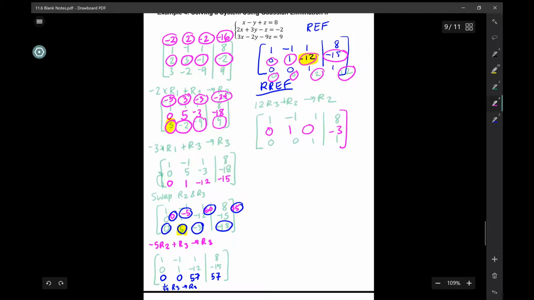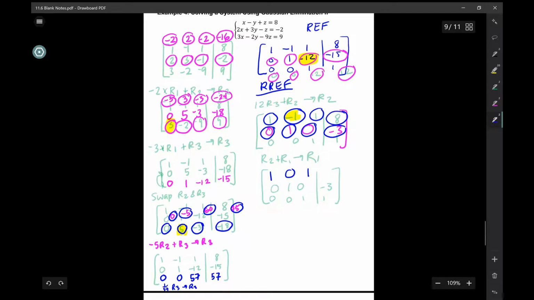All right, we are almost there. We just have a couple more things to get rid of. We need to get rid of this negative 1 right here next. And the way we can do that is just by adding row 2 to row 1 and replacing row 1. Row 2 plus row 1 replaces row 1. No scalars this time. So row 3 stays the same. Row 2 stays the same. Those guys are where we want them to be in reduced row echelon form. So we're just working on row 1. 0 plus 1 is 1. 1 plus negative 1 is 0. 0 plus 1 is 1. Negative 3 plus 8 is positive 5.